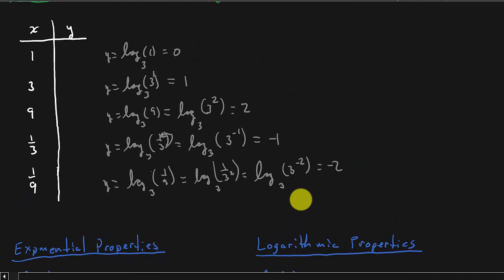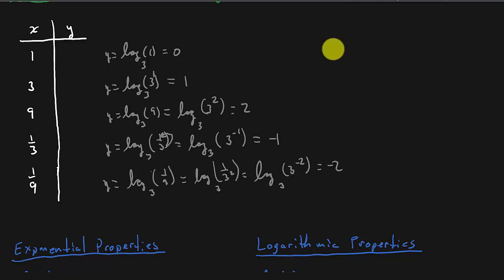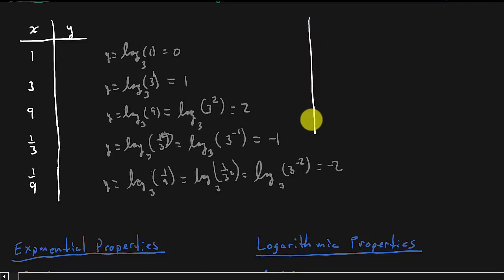Now, what do you do if you can't get the bases the same? Well, you should be able to get the bases the same in all of them by choosing those values, like I'm going to show you here in a minute. But so now let's go ahead and graph this thing.